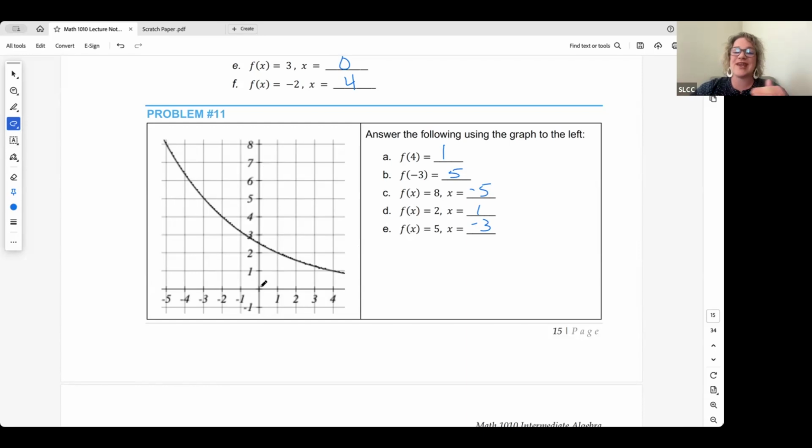Are you starting by looking at the x-axis, input values, or are you starting by looking at the y-axis, the output values? You've got this.